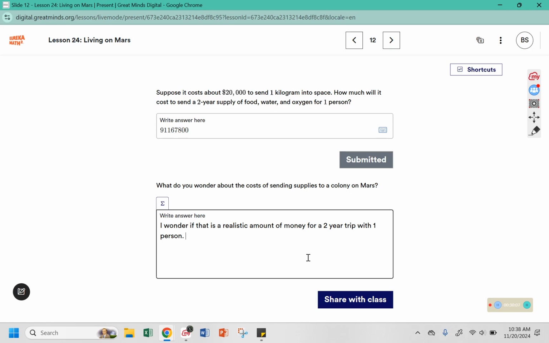Let's see, what else? What do you wonder about the cost of sending supplies to a colony on Mars? Well, this was to survive, but it wasn't necessarily to thrive. How much would it cost to send additional supplies, such as games or extra clothing?